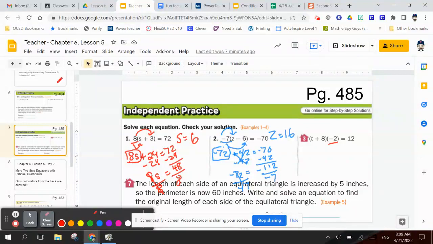I take the same thing, negative 2 times 8, negative 2 times t. So I have a negative 2t minus 16 equals 12. So I add 16 to both sides. Remember, I'm doing the opposite, which is 28 equals negative 2t. I divide each by, sorry, negative 2. So t would equal 28 divided by negative 2, which is negative 14.